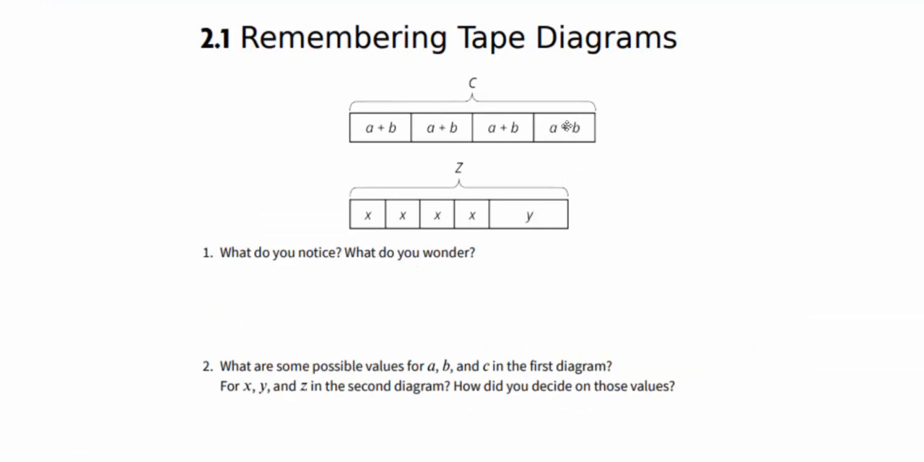So we notice they have some different variables in here. These have A, B, and C. This one down here has some X's, a Y, and a Z. We notice that the C and Z, there's numbers up here at the top. In the first diagram, we have 4 boxes with A and B in them. And in the second one, we have 4 X's. I wonder what those mean.